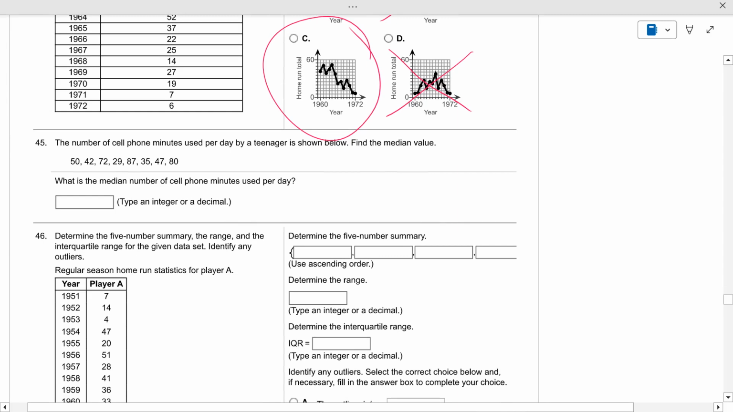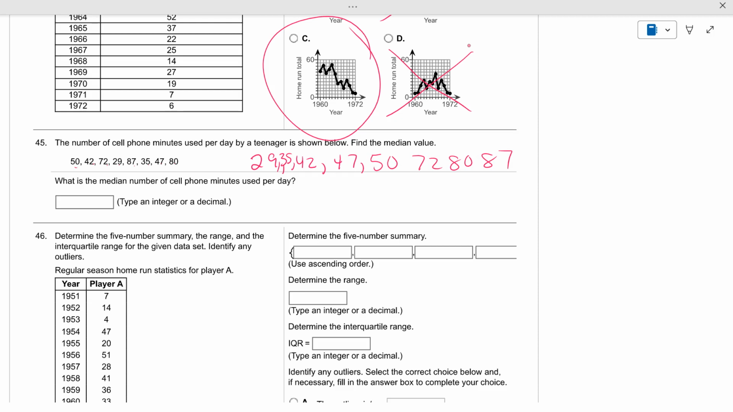Median number. Median is the middle number. So 29, 42, 35, 42, 47. 1, 2, 3, 4, 5, 6, 7, 8. 47, then 50, right? Then 72, 80, and 87. So you take the average of the middle two numbers, add them up, divide by 2, so it should be 48.5.